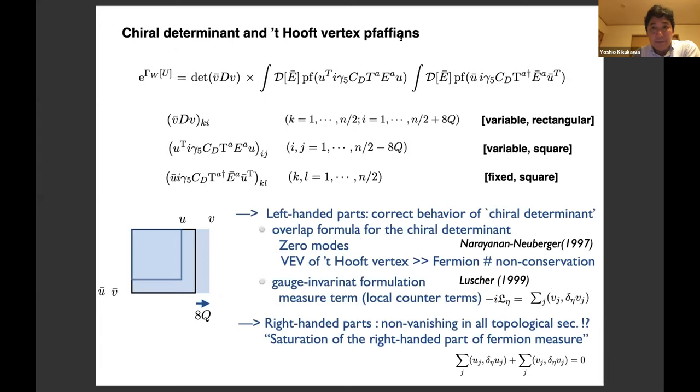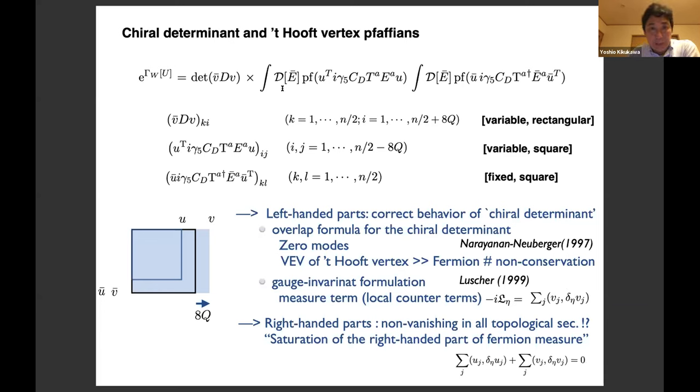Now, let me discuss these three factors. As I said, this factor gives a chiral determinant. So the left-handed part has a good property, as I discussed. It reproduces the zero modes, the 't Hooft vertex vacuum expectation value, and fermion number non-conservation. This part expresses the contribution of the left-handed Weyl fermion.